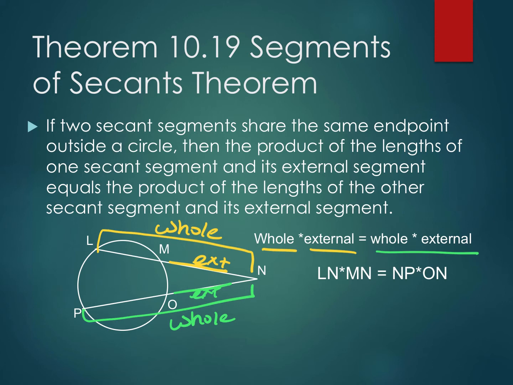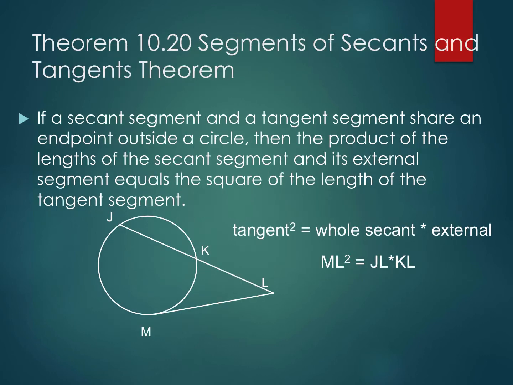Remember, we've already seen at the beginning that when there are two tangents, those two tangents are congruent. So the only new ones we're doing here are this one, when there are two secant segments, and then the next one, when there is one secant and one tangent. So the next one is the segments of secants and tangents theorem.